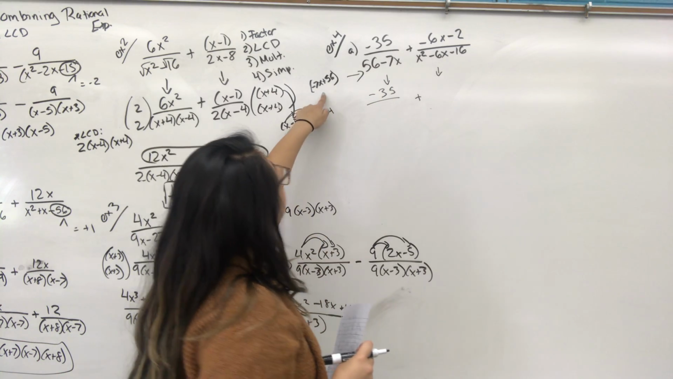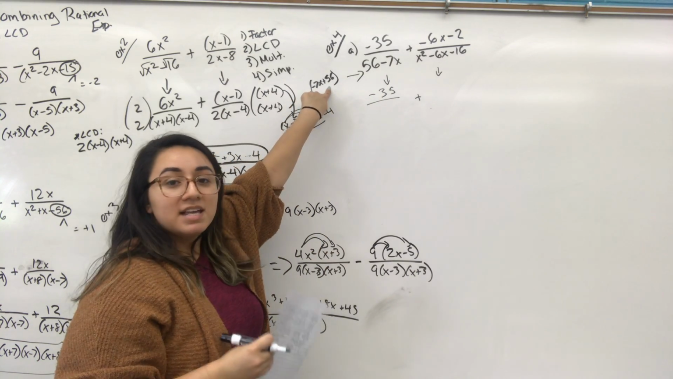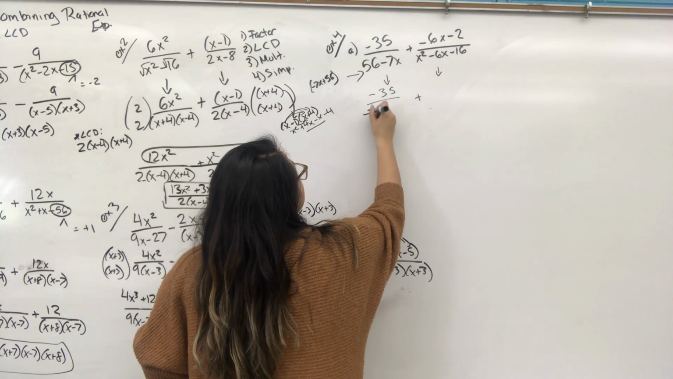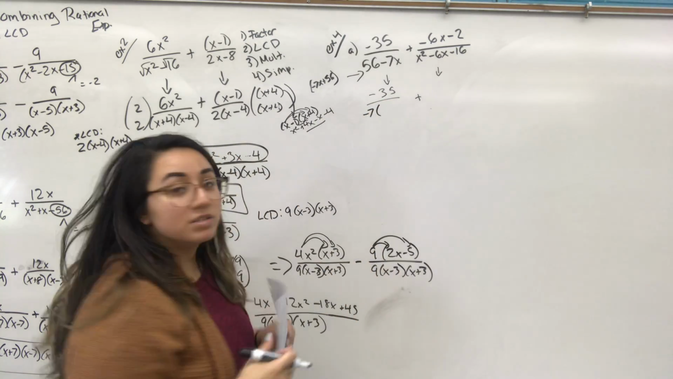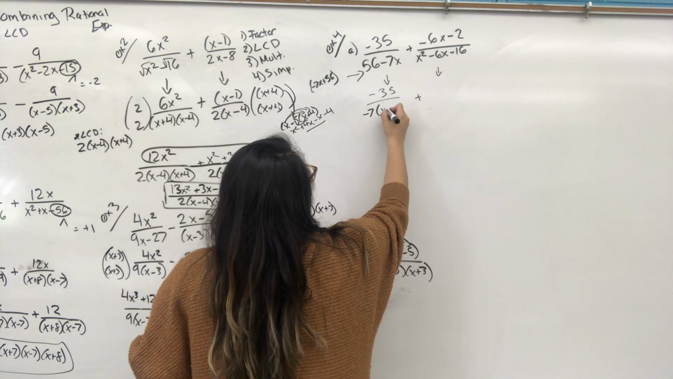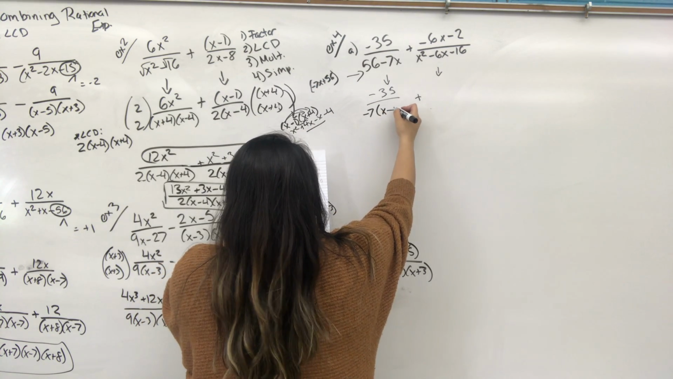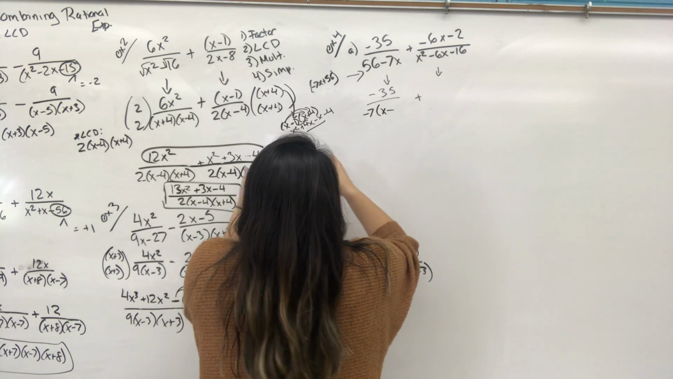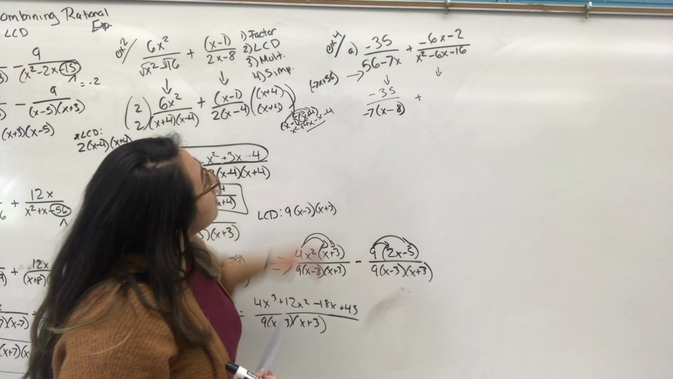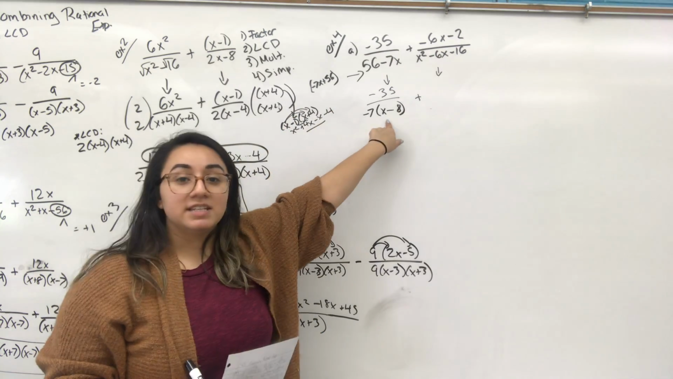So when I have negative 7x plus 56, it looks like I can factor something out. I can factor out a negative 7. 7 can go into 56. So now I have negative 7 I factored out. I get x minus, I think that's an 8. Double checking. Yep, x minus 8. So 56 divided by negative 7, negative 8.